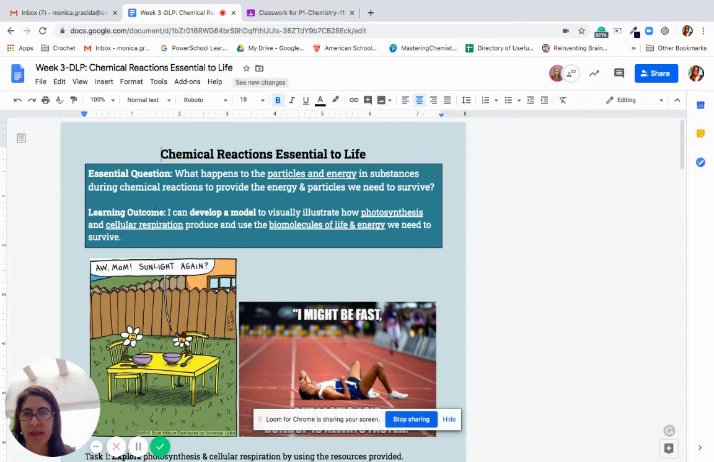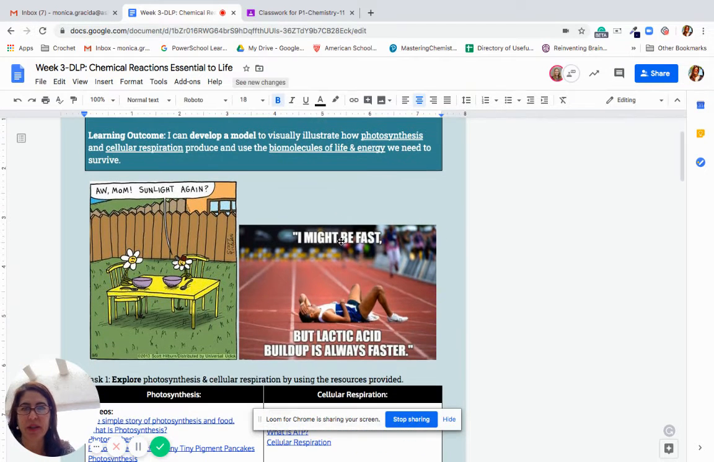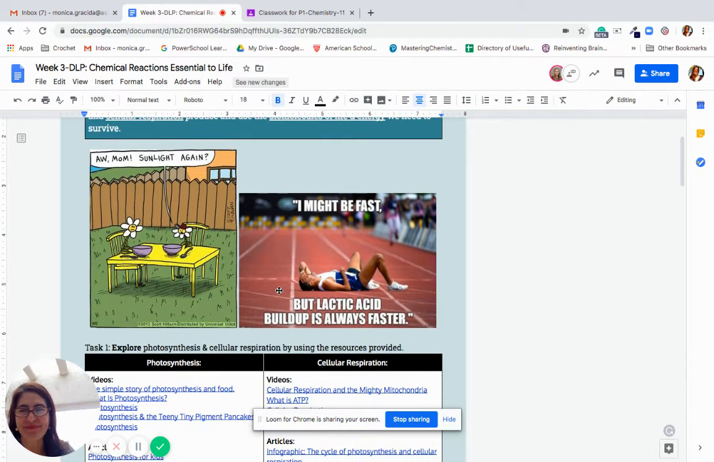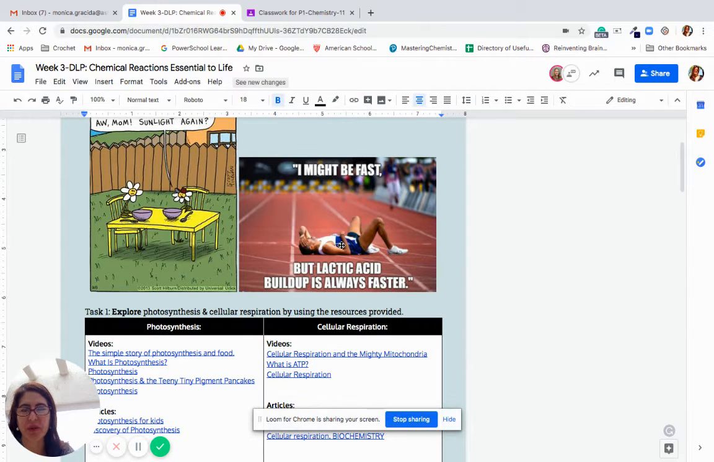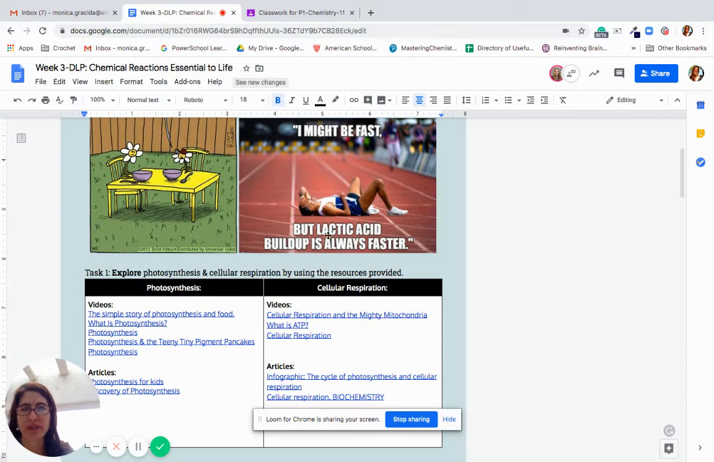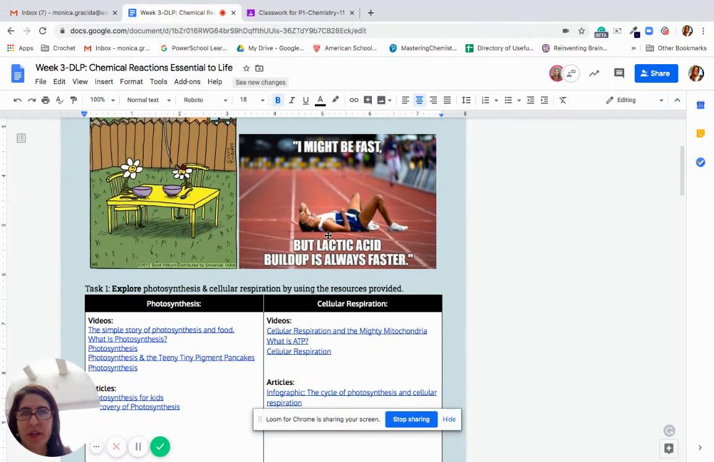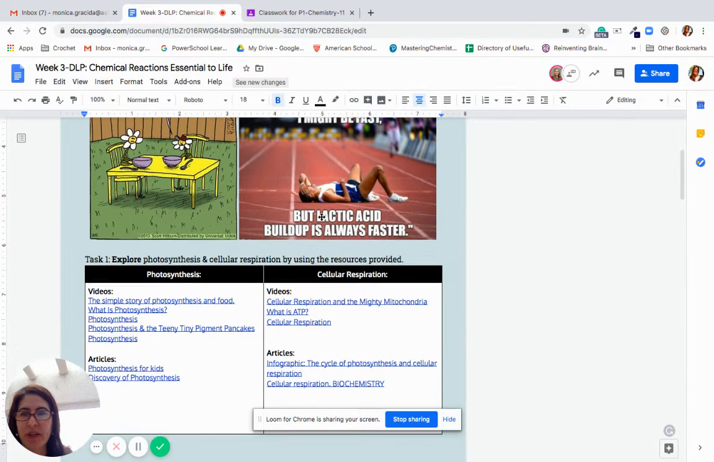And this is the learning outcome. I can develop a model to visually illustrate how photosynthesis and cellular respiration produce and use the biomolecules of life and energy we need to survive. So here you have these images of photosynthesis and of working out, because that's what you use on cellular respiration, the energy. That's one of the products that we want from cellular respiration.